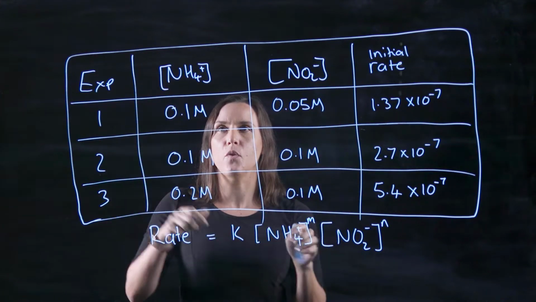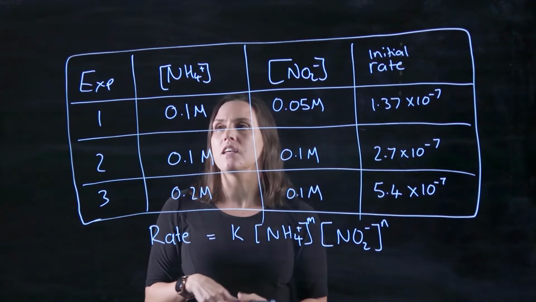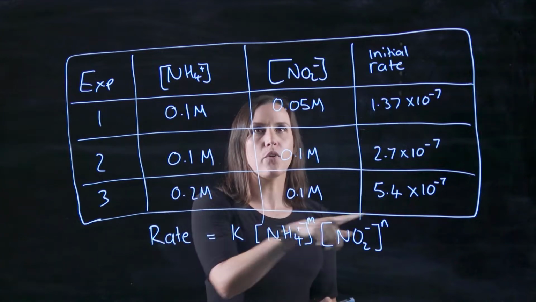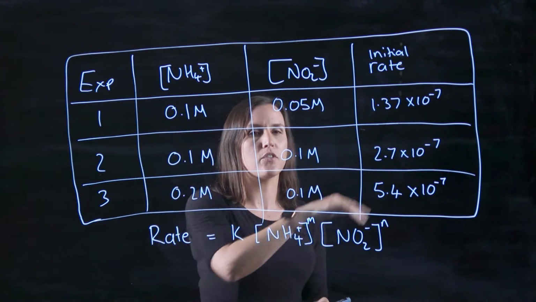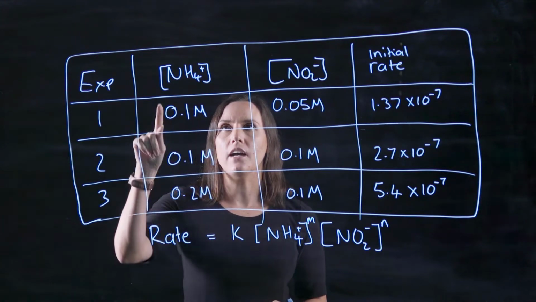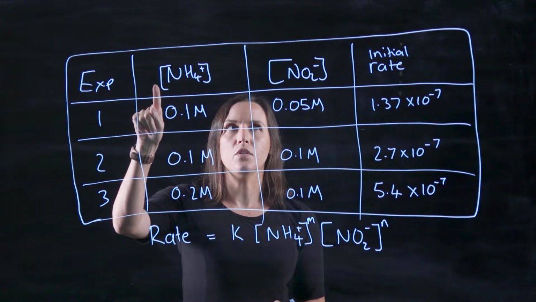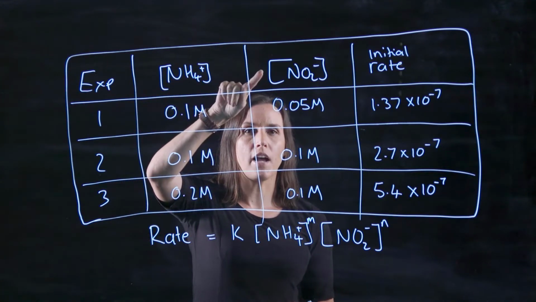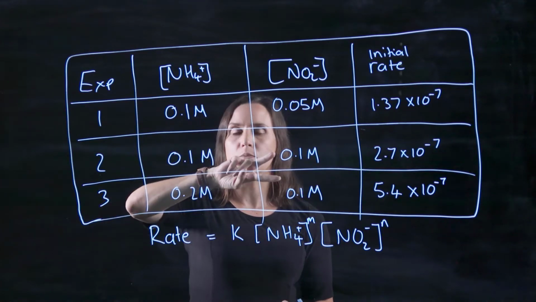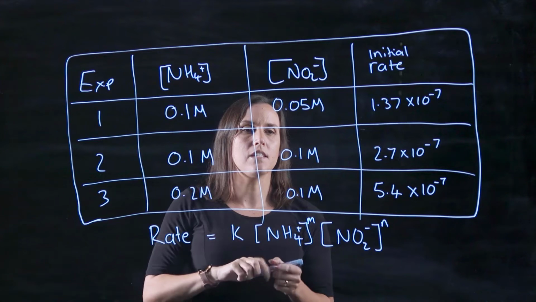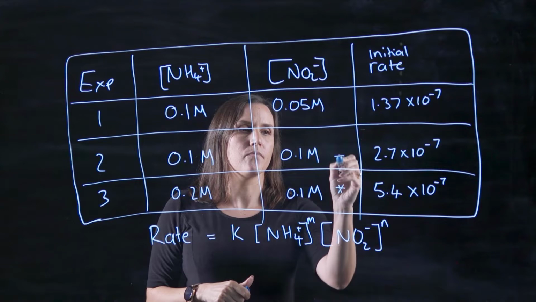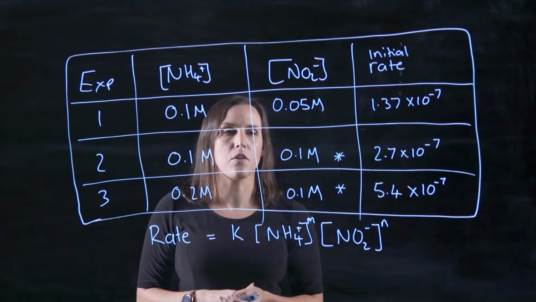minus, and we've got NH4, and we've got our rates, and then we have each experiment. So we've got two different experiments. We've changed the initial concentrations and we've determined the rate of those initial concentrations. So if we want to work out NH4 plus, we want to make sure that the NO2 minus is not changing. So if we choose experiment 2 and 3, we can see that the 0.1 molar is the same. So it's not changing in those experiments.